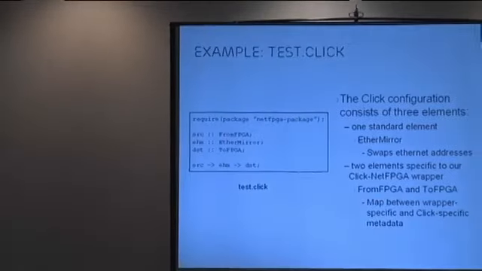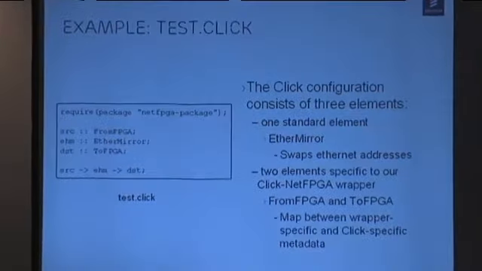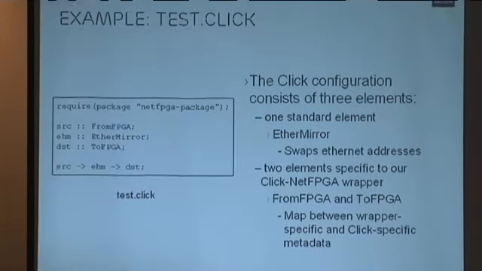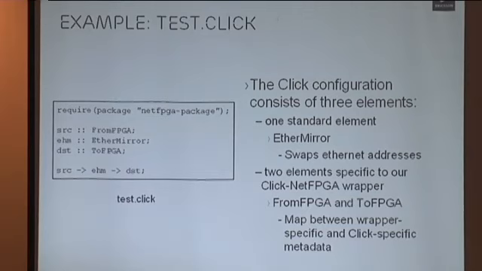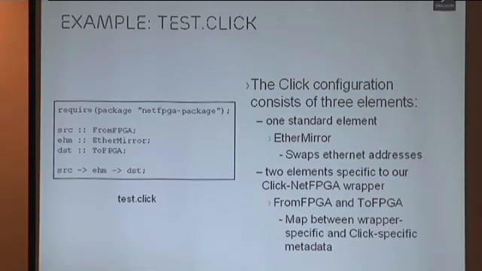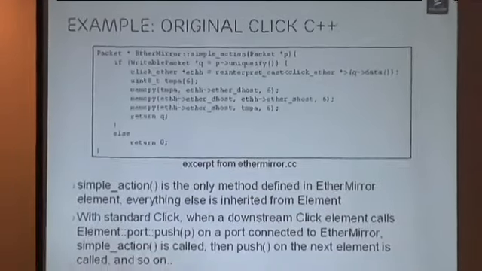So here's an example. Here's a configuration written in the click configuration language. There's only 3 elements in this design. It's very simplistic. You have a source, which hooks into the FPGA to generate packets. You have a destination where you'll transmit the packets, and you have a module which modifies them. This is a standard click module from the click distribution called EtherMirror. And basically all it does is it swaps the Ethernet addresses of the packets. And so this feeds into the tool chain.